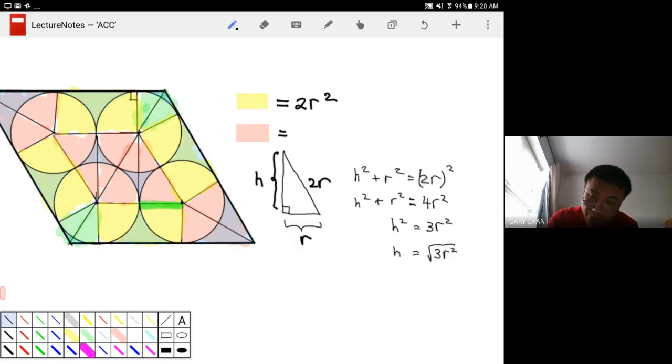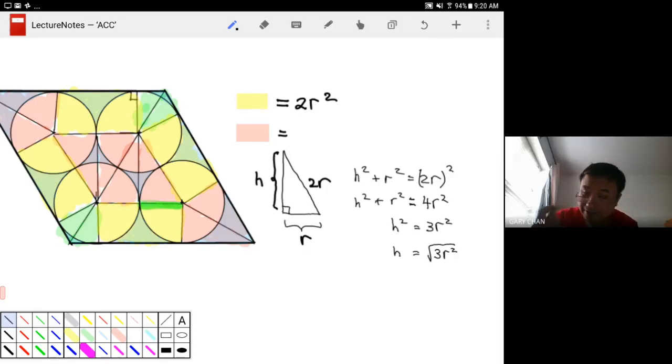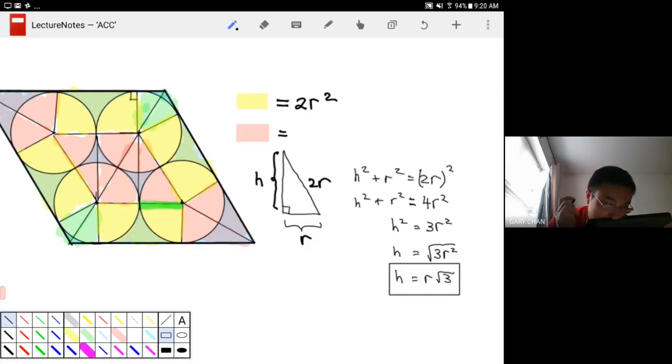Is there anything that I can pull out of the square root? You can make it radical 3 r. Yeah, because r squared is a perfect square, so that gets to come out of the square root. 3, on the other hand, is not a perfect square, so the 3 must remain in the square root. So what exactly is h? h is equal to r radical 3. Okay, so that's what h is. We haven't finished it yet, okay, but that's what h is, and that's important here.